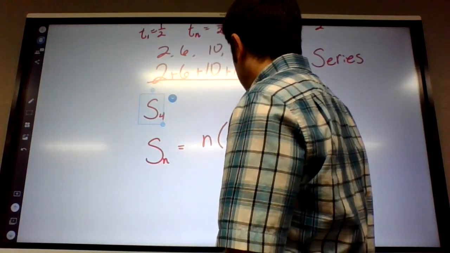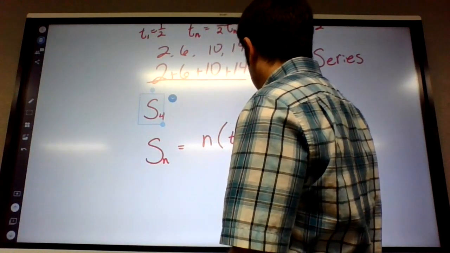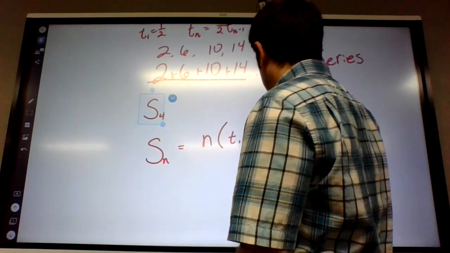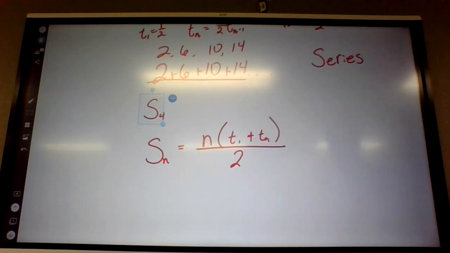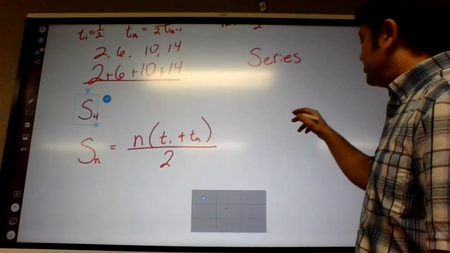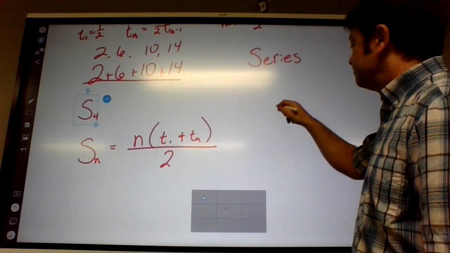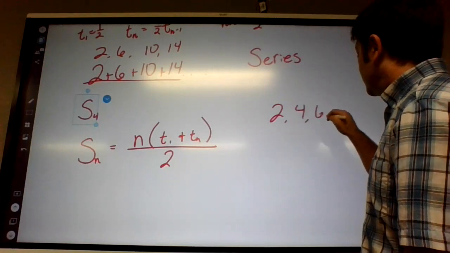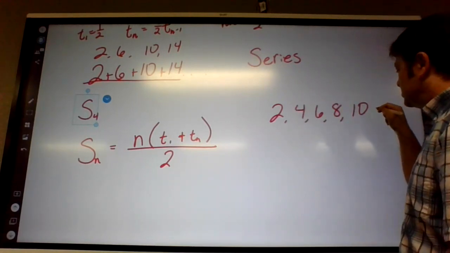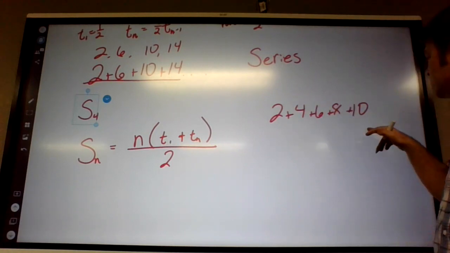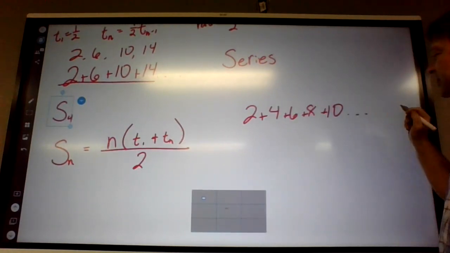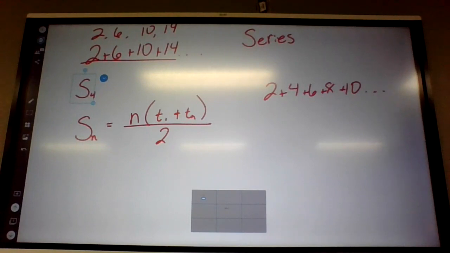So (t sub 1 plus t sub n) over 2. Let's just do a basic one here. Let's do like 2 plus 4 plus 6 plus 8 plus 10 plus dot, dot, dot. Oops, forgot the pluses. Okay, so I'm just adding the evens together.